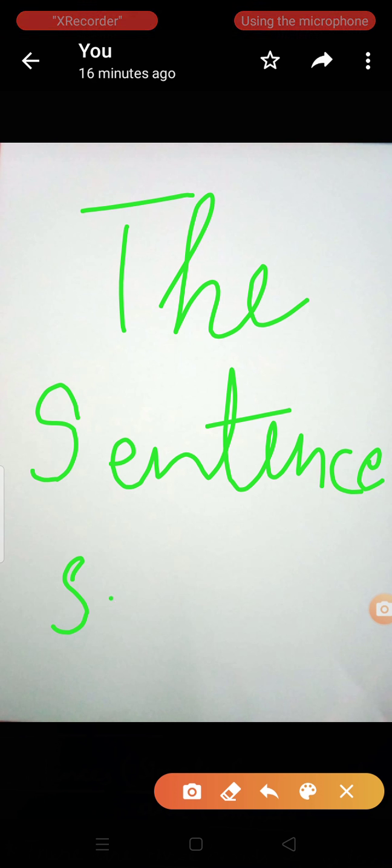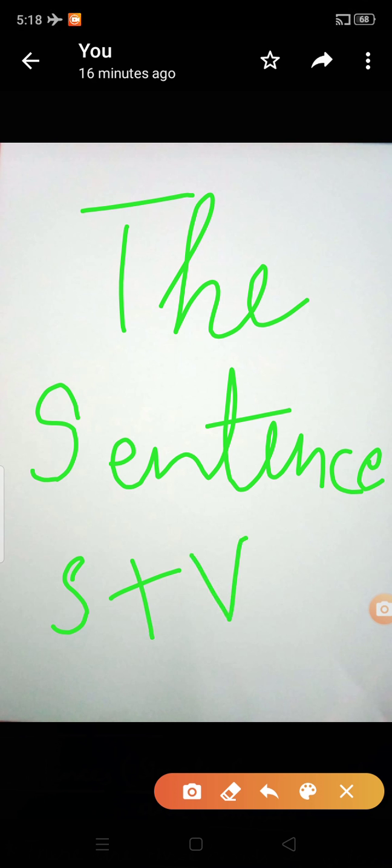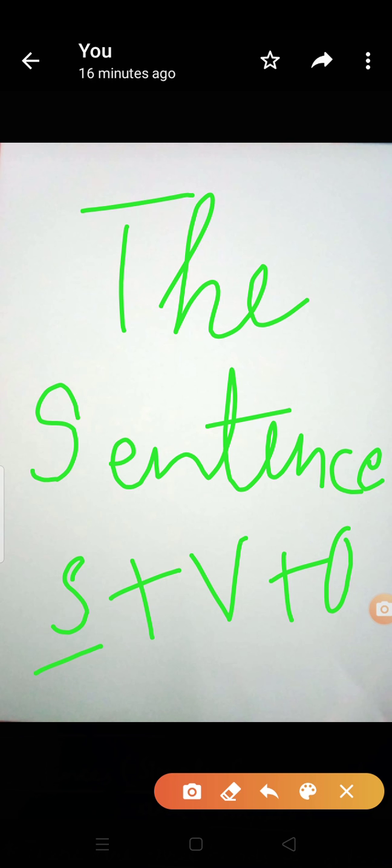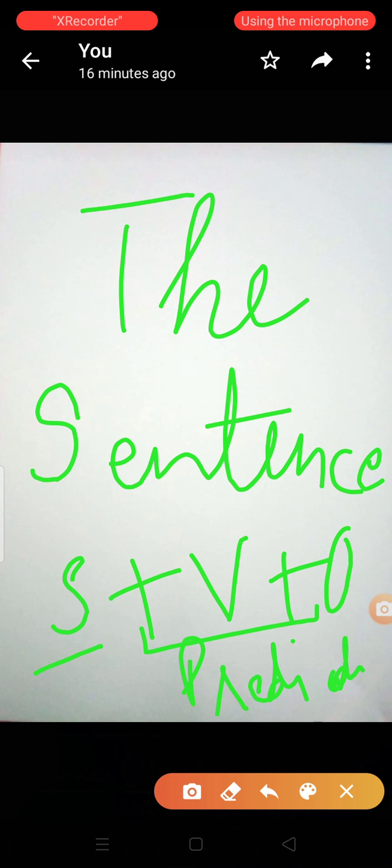What is the sentence? Sentence means a group of words that makes some sense. When we write a group of words that makes some sense, it includes the subject, then verb, then object, or you can say subject plus predicate. Clear? So what is a sentence? The sentence is a group of words that makes some sense.